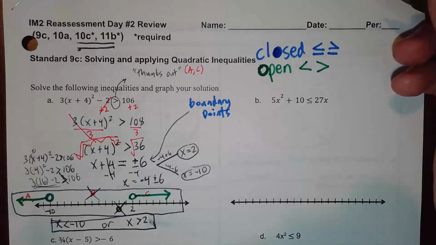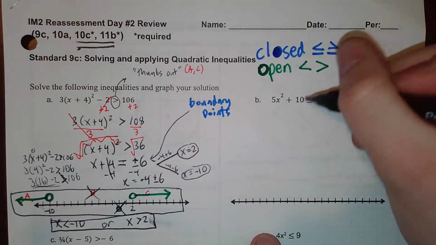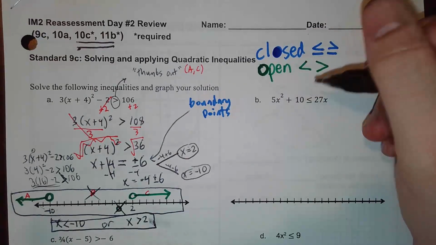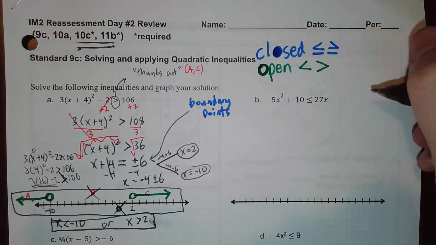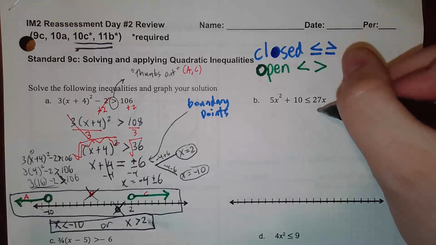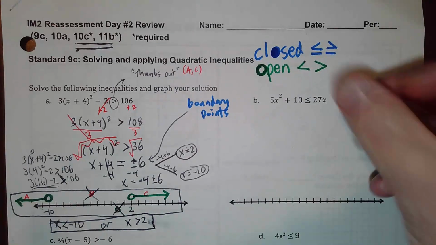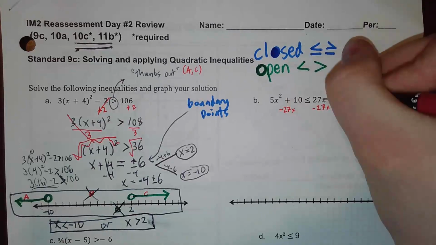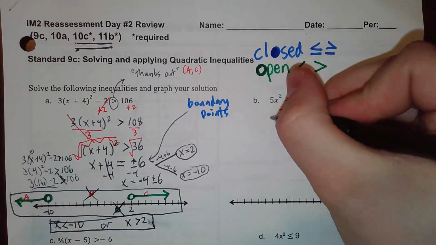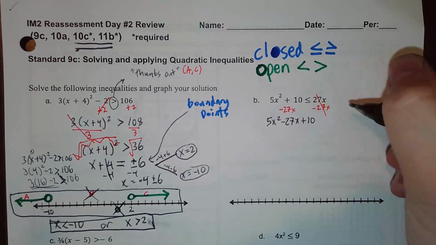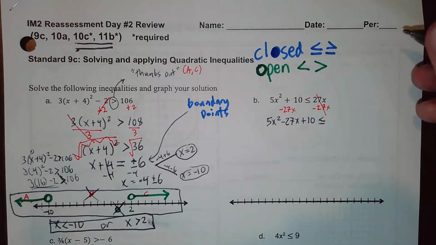All right, for letter B, my first goal is to see if there is any way to solve it immediately. I can go ahead and do that, but for this one I'm going to make sure that it's equal to 0. So I'm going to go ahead and subtract 27x. I'll put it right here in the middle. Okay, so that gives us 5x squared minus 27x plus 10. It's quadratic. Remember, it's quadratic, so we know that it's very likely going to be 2 solutions.